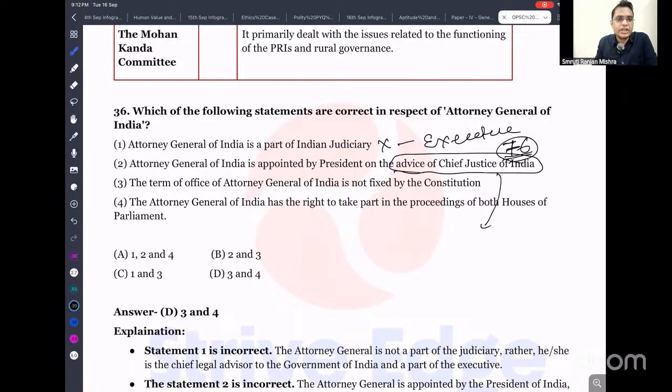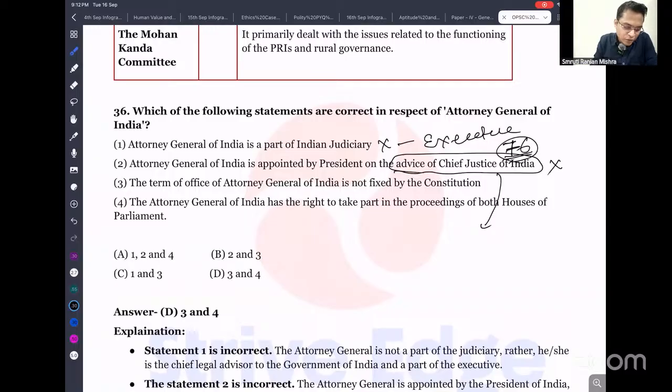No, being an executive post, the Chief Justice cannot appoint that. If the Chief Justice appoints, then there is a conflict of interest, because the Attorney General is going to appear before the Supreme Court and argue in favor of the government. Don't you think that if the Supreme Court appoints, it is going to be a favor to the Supreme Court? That would go against the separation of powers. So the Attorney General is appointed by the government, and there is no interference by the Supreme Court.